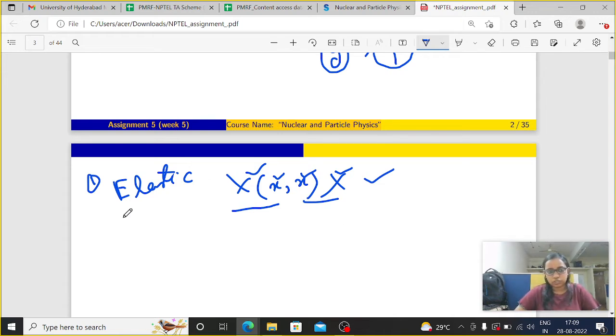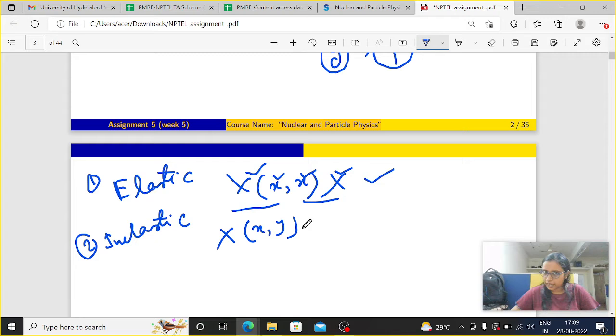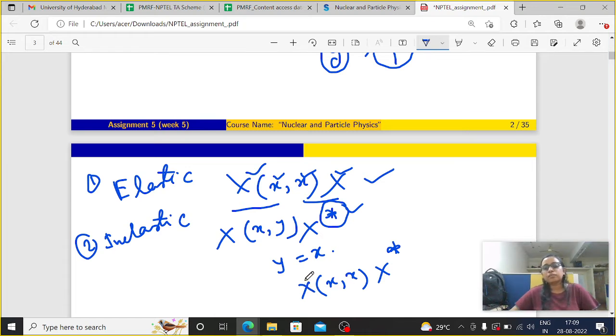And the second will be inelastic. So what is inelastic? Here x will be there, then x and y, and X star will be there. The star means the excited state of capital X. Here, y equals x. So in inelastic scattering, the initial particles were the target nucleus, capital X, and the projectile, small x. The outgoing small particle is the same as the projectile, and the residual nucleus has the same nature, but it is in a different excited state. Capital X is in the ground state, but X star is in another excited state.